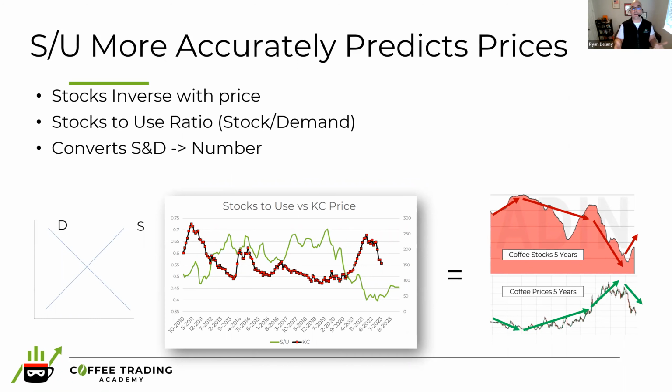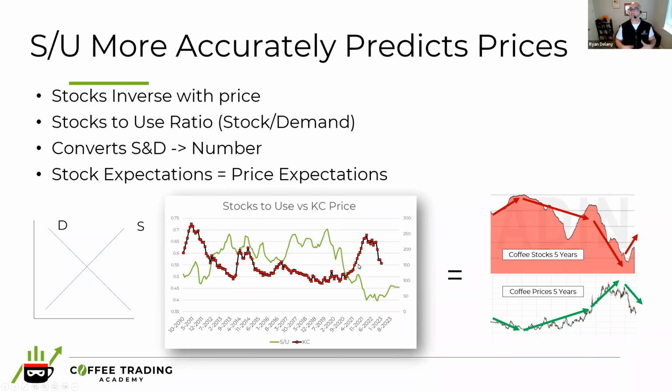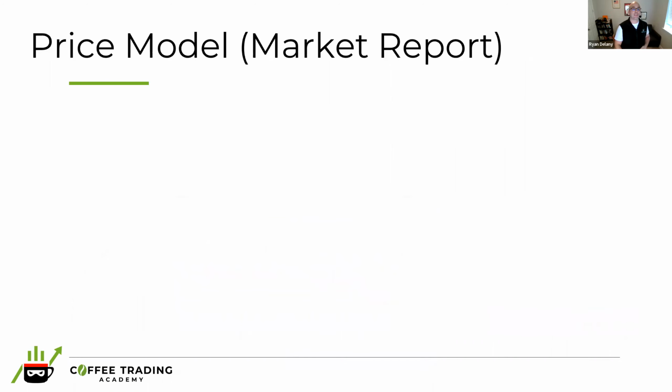Now, the benefit of this is that we convert that supply and demand curve into a single number. When we can convert it into a single number, then we can actually plot it on a graph here. So this green line here is the stocks to use ratio, and you'll see that that has an inverse relationship with price. The red here is the price. So when stocks to use ratio increases, prices decrease. When the stocks to use ratio decreases, prices increase. Okay. And that relationship holds very well over time. And it's one of the key features in our price model. So we know that stock expectations equal price expectations. And that's why we care so much about what's going on in stocks and why we have all these different stock reports.